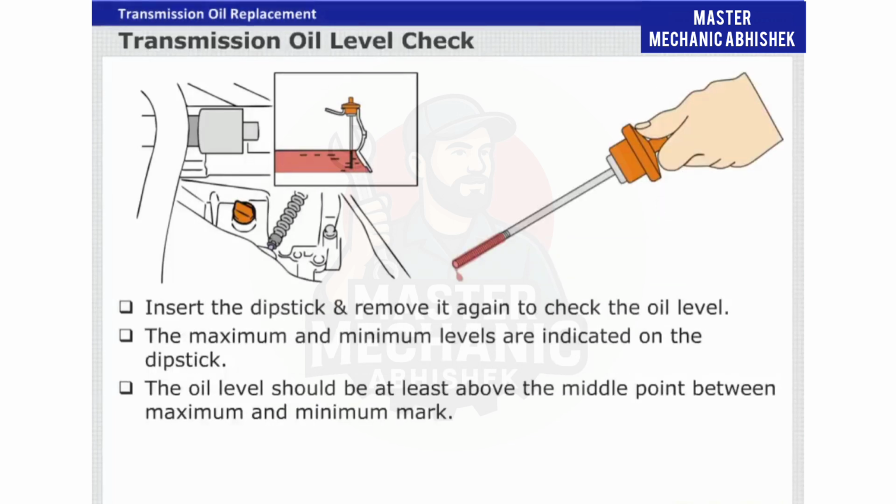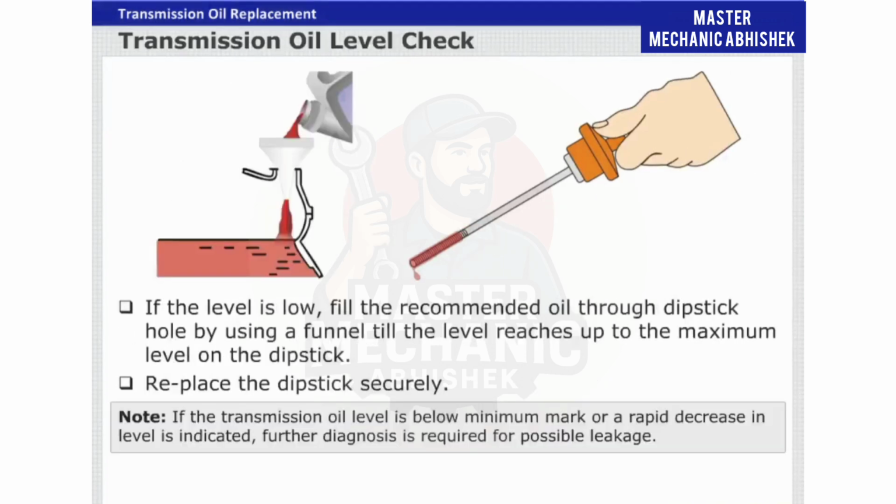Insert the dipstick and remove it again to check the oil level. The maximum and minimum levels are indicated on the dipstick. The oil level should be at least above the middle point between maximum and minimum mark. If the level is low, fill the recommended oil through the dipstick hole using a funnel till the level reaches up to the maximum level on the dipstick.